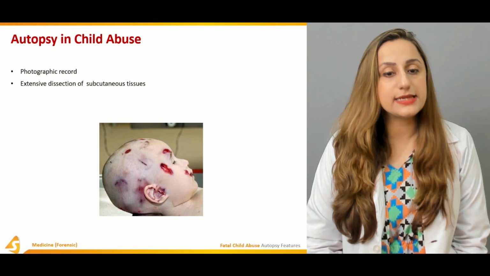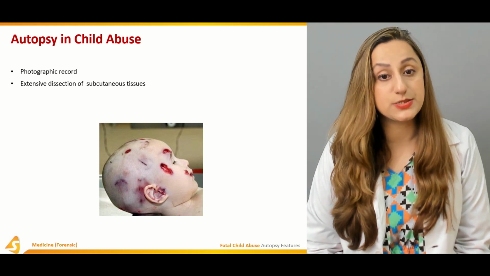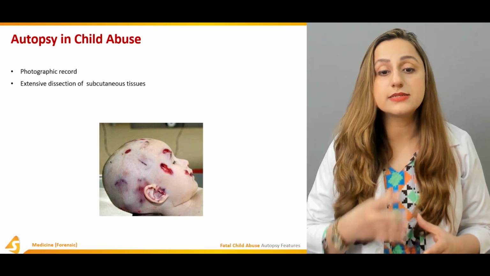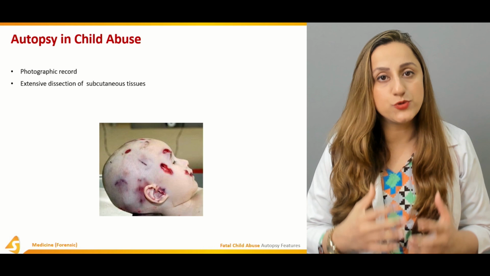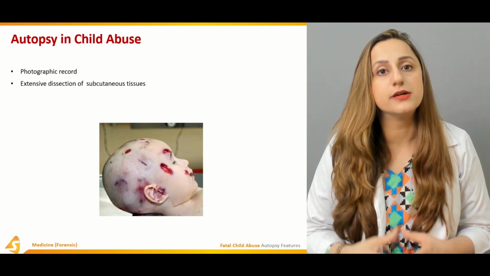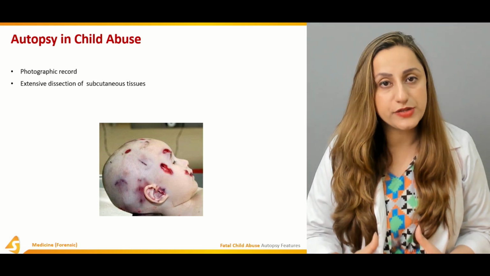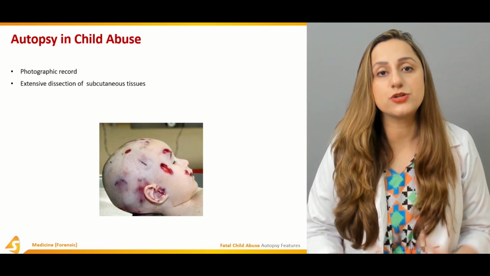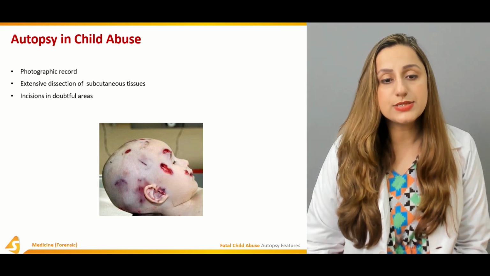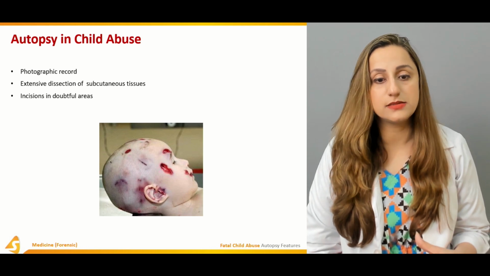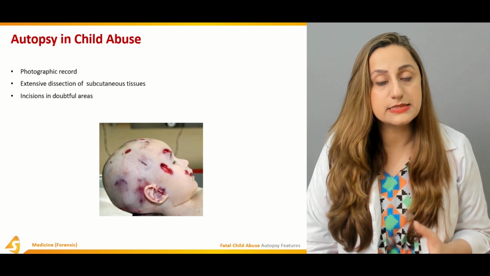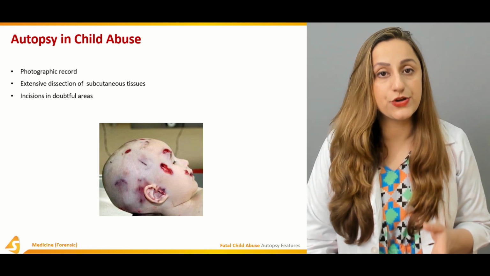Then we can have the extensive dissection of the subcutaneous tissues as well. That is going to point towards any underlying bruising, any hematomas formed, laceration of the liver, laceration of the kidneys and of the pancreas, and hemoperitoneum is sometimes observed in a lot of cases of child abuse. Incisions in the doubtful areas are given and samplings are done. The brain, urine and blood samples are sent to the histopathologist for further assays.